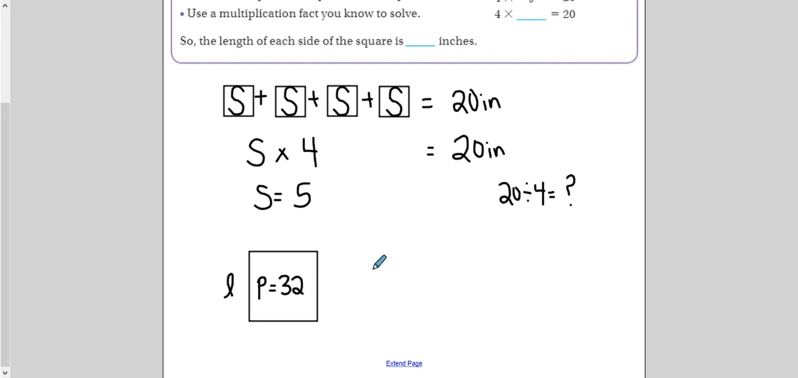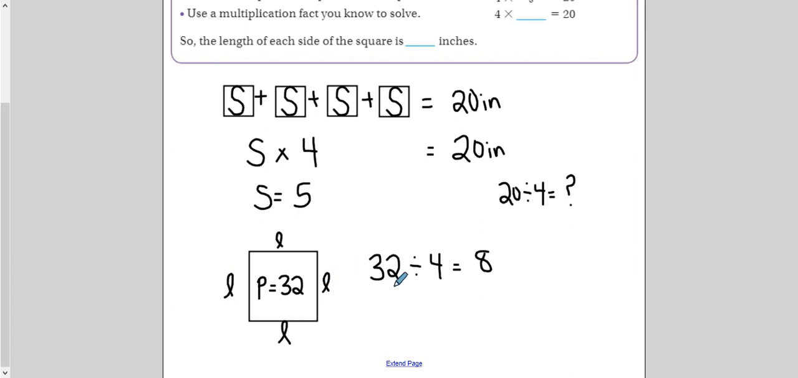All you need to do with any kind of a square is just say, well, I know the perimeter is 32, and I'm going to go ahead and divide that by 4, because this value of L is the same as this, and this, and this. So 32 divided by 4 gives me 8. So each of these lengths is 8.